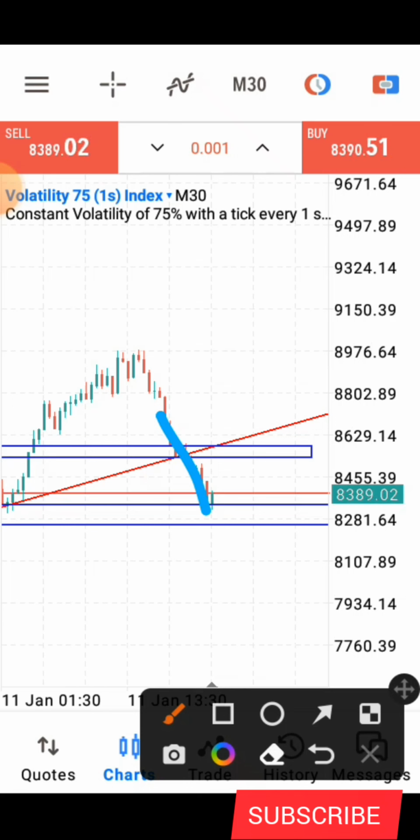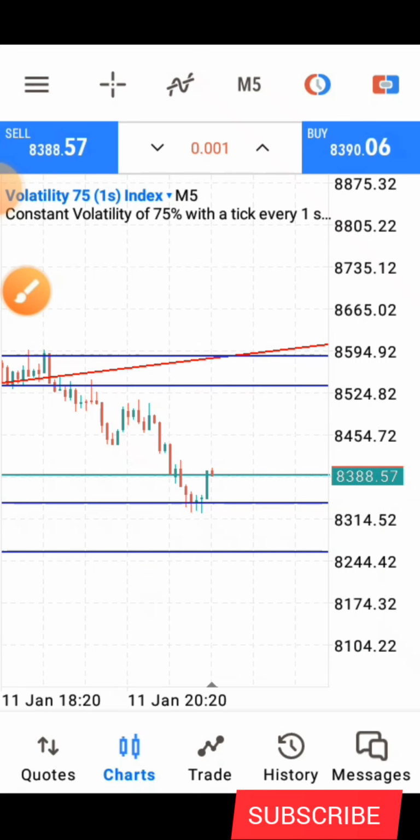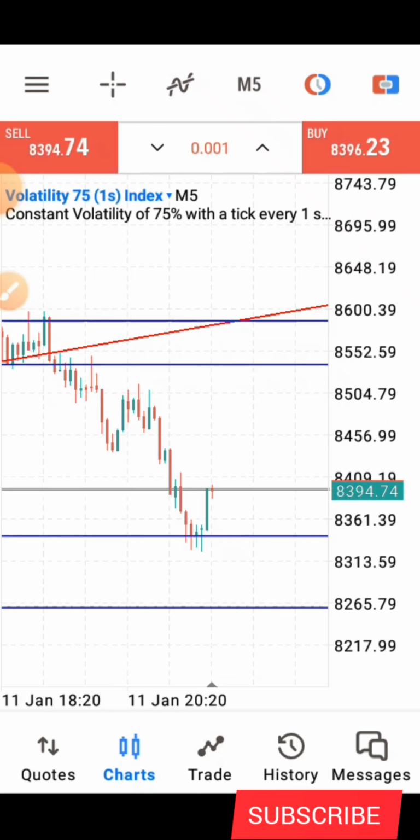So I'll do my top down analysis from the 4 hours, and then I'll be looking down to the 5 minutes to take my entry. The 5 minutes is going to be the time frame I'll be taking my entries from. That's where I'll be looking for my entry patterns or candlestick pattern or whatever it is that I'll use to give the final confirmation before I take my entry.